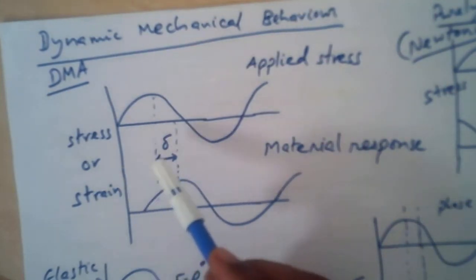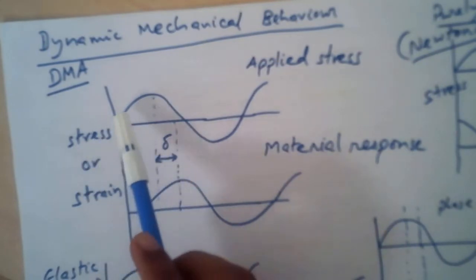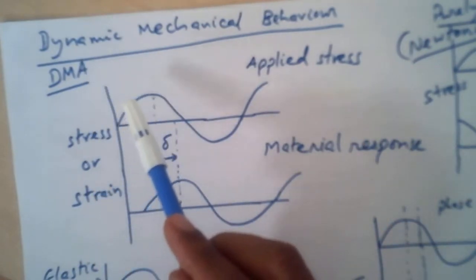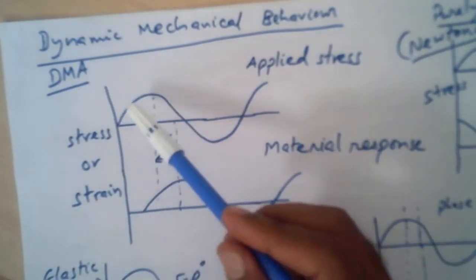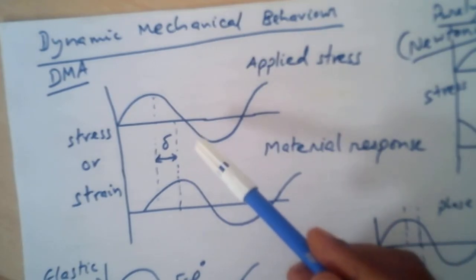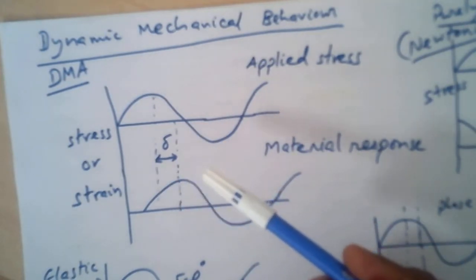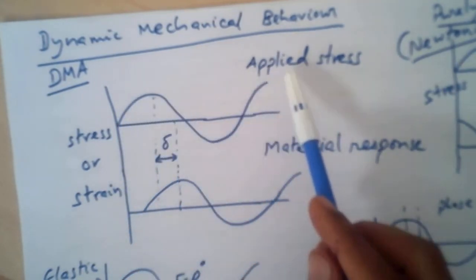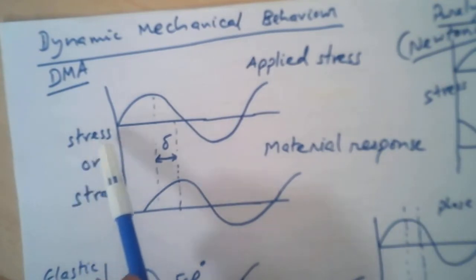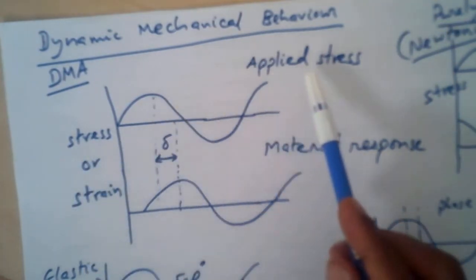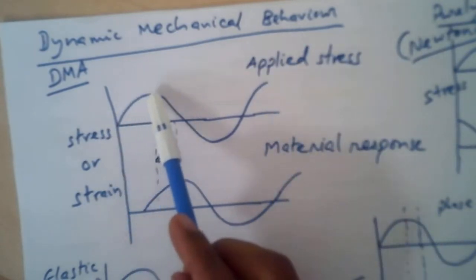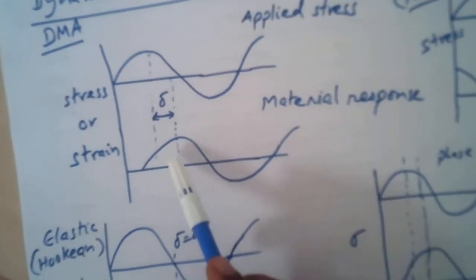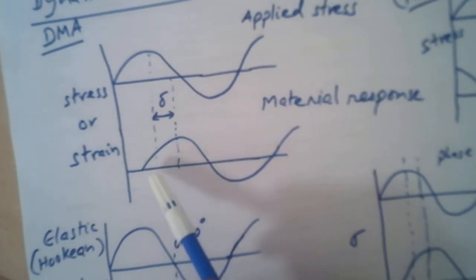Okay. So here, for example, it's dynamic, so the load is applied cyclically. It could be any kind of load: bending load, tensile, torsion, or any sort of load which is applied cyclically, as you can see here. It could be either stress or strain, and this is the applied stress in this particular case. It goes sinusoidal, as you can see here, but the material response will be like this.